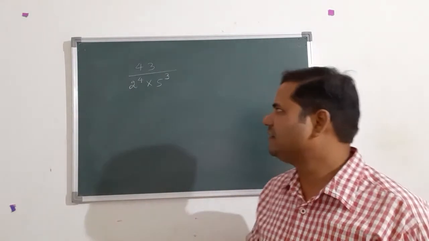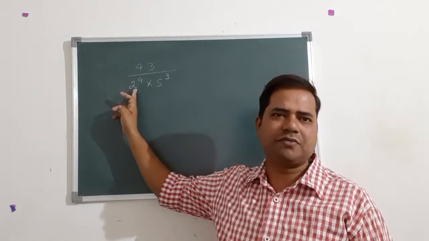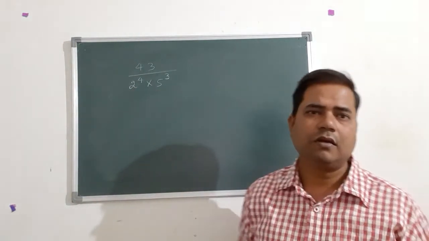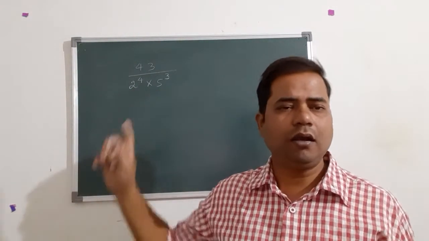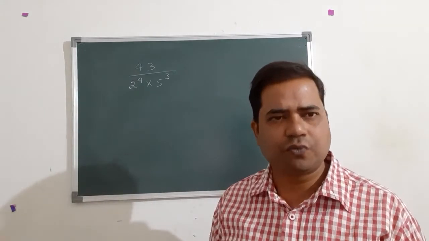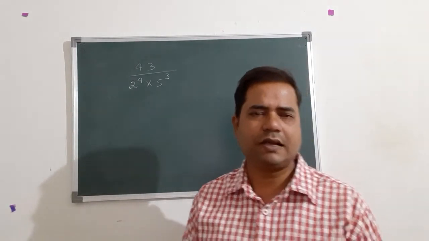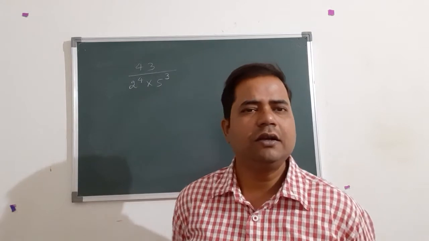So this is very easy. You just see either the maximum power of 2 or the maximum power of 5. Which one is the maximum? Here the power of 2 is maximum, that is 4. So after 4 places this decimal expansion terminates.